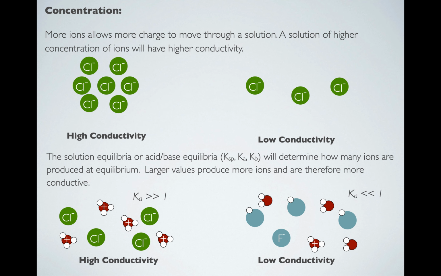So the solution equilibria or acid-base equilibria, all those K values, will determine how many ions are produced at equilibrium. Large values will produce more ions and therefore be more conductive. So high conductivity, I've got an acid with a very high Ka value there. It's completely ionized, will have high conductivity. Whereas on the right-hand side, I've got an acid that is very weak. It's only ionized one of those four potential acids there. And so it has a low conductivity.